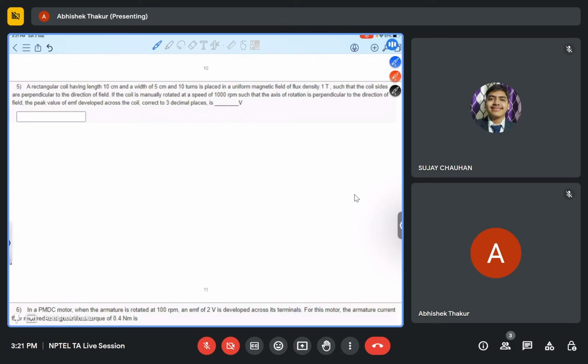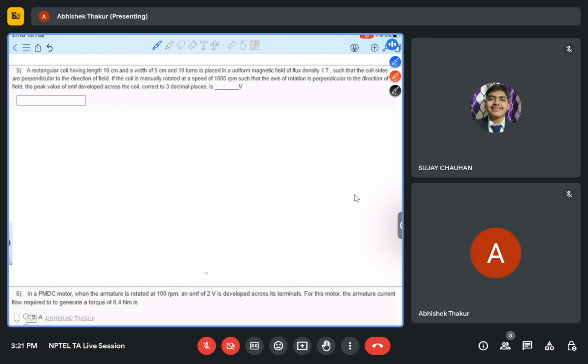Here, theta is 90 degree because the coil sides are perpendicular. So this means sine 90 degree is equal to 1. If the coil is manually rotated at a speed of 1000 rotation per minute, such that the axis of rotation is perpendicular to the direction of the field. Here you can see axis of rotation is perpendicular to the direction of the field. The peak value of EMF developed across the coil, we have to find, in voltage. And we have to find the EMF.